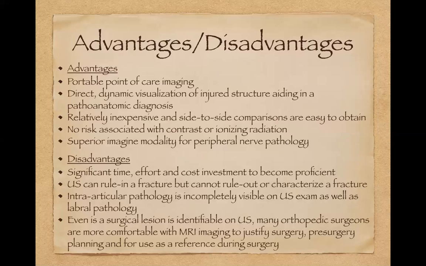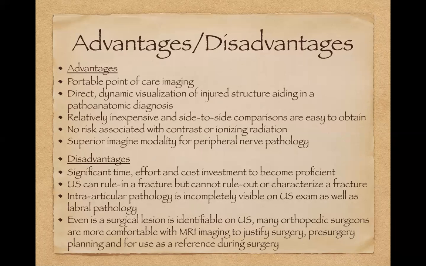Some advantages and disadvantages of ultrasound. Of course, it's portable, point-of-care imaging with direct dynamic visualization of an injured structure, it can aid in pathoanatomic diagnosis, it's relatively inexpensive, and side-to-side comparisons are easy to obtain. There's no risk associated with contrast or ionizing radiation, and for peripheral nerves it's actually the superior imaging modality.